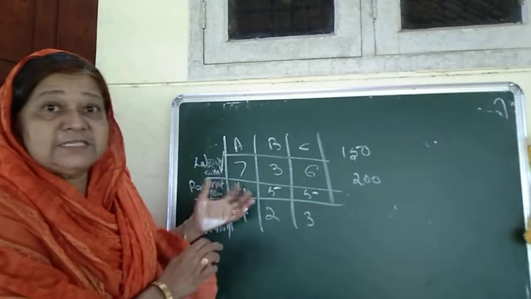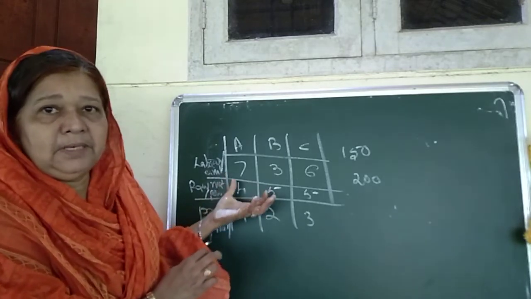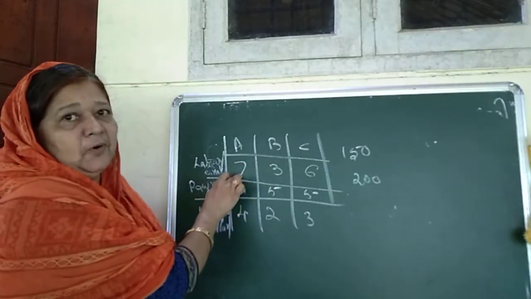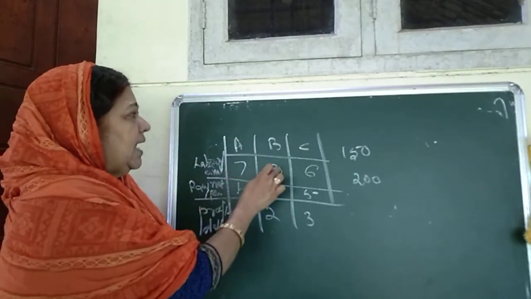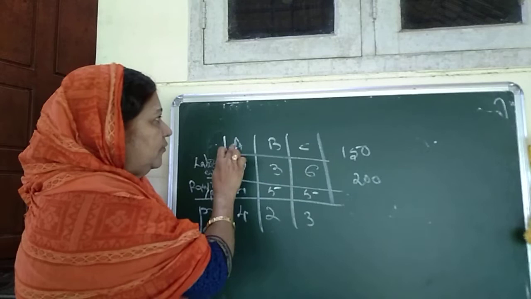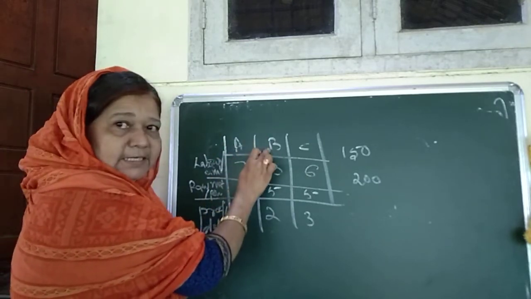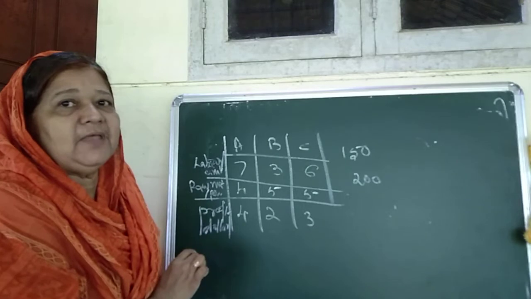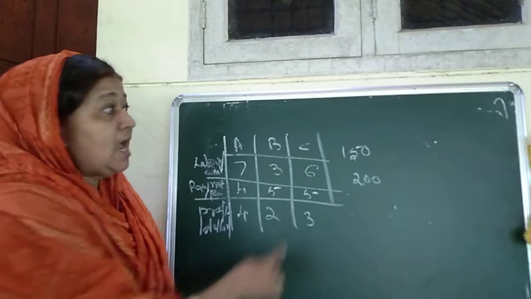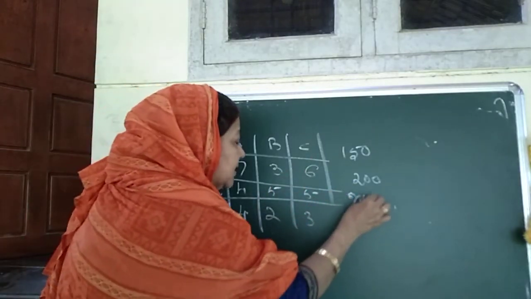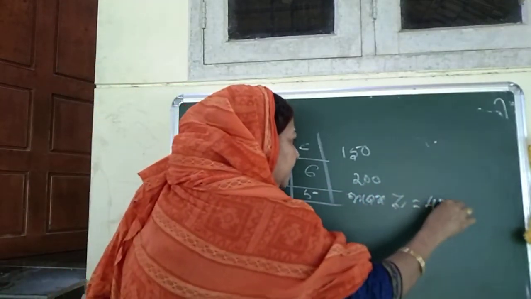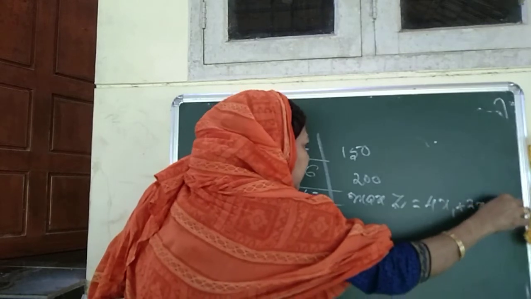Therefore, we can formulate this data into a linear programming problem. Suppose x1 units are produced of product A, x2 units of B, and we assume x3 units of C. So we have to find the values of x1, x2, x3 which maximize the profit. Maximize z equal to 4x1 plus 2x2 plus 3x3.